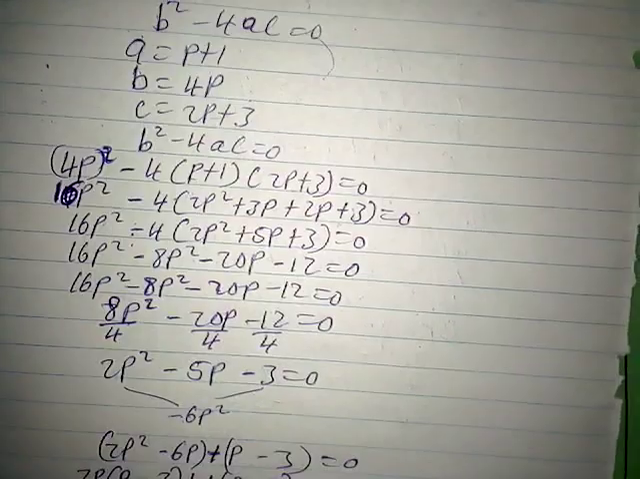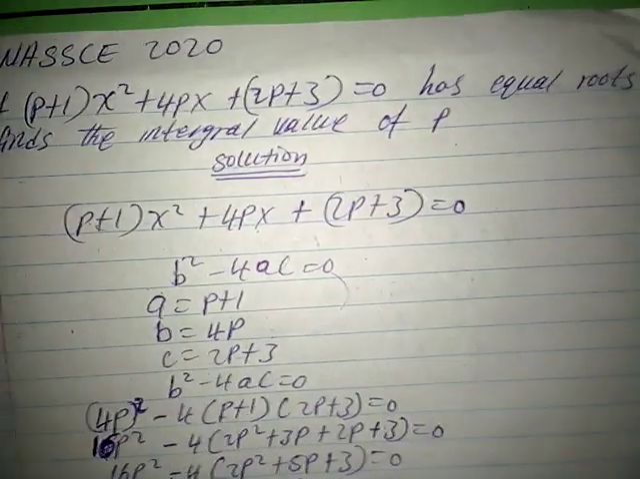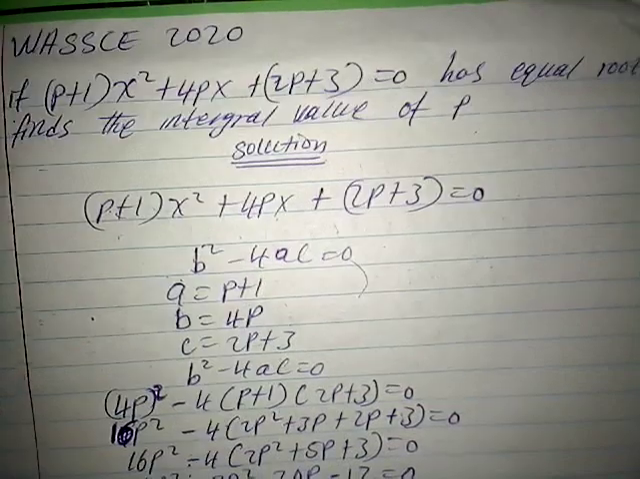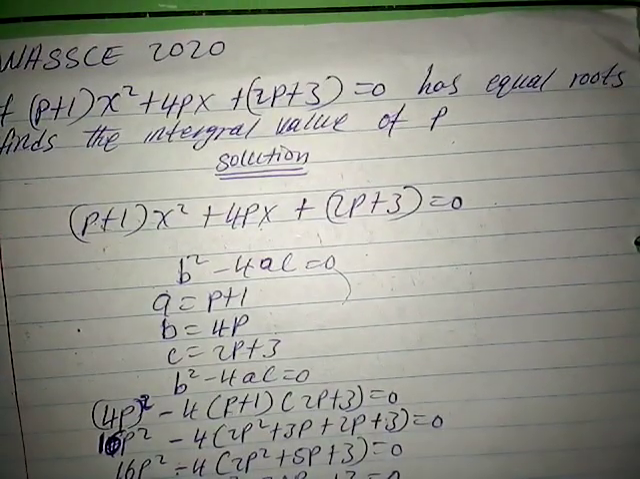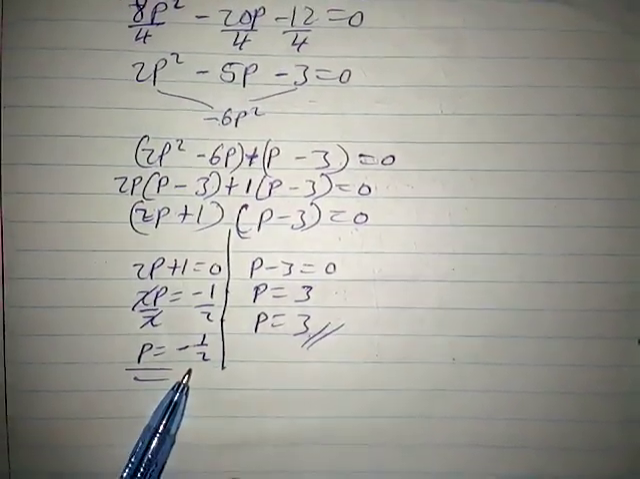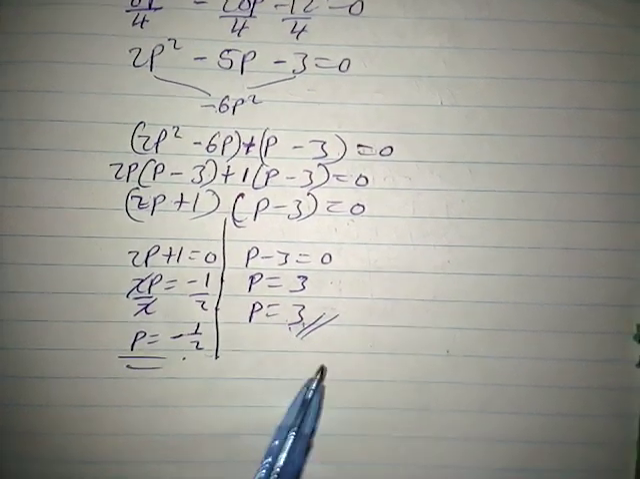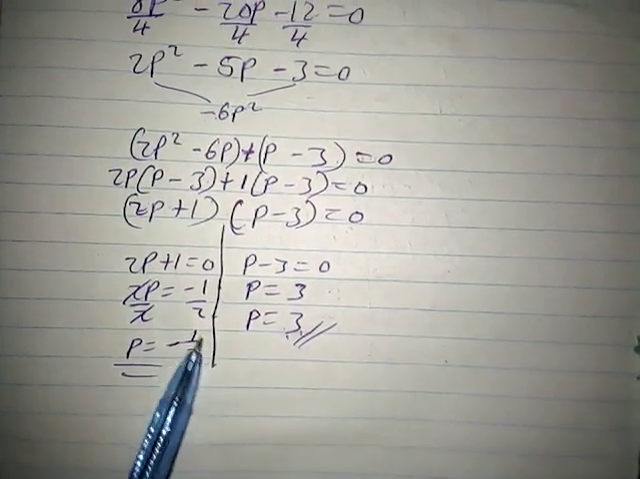But according to the question, they say what? The equation has equal roots, and find the integral value of p. What will be the integral value of p of these two? Now the integral value of p is supposed to be 3. It's 3, right? It's not minus 1. How are we going to know?